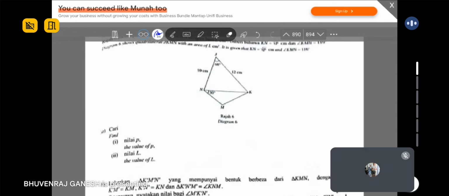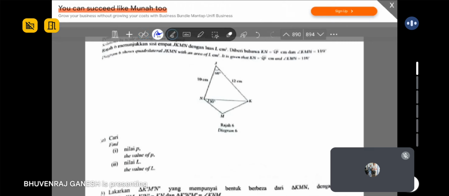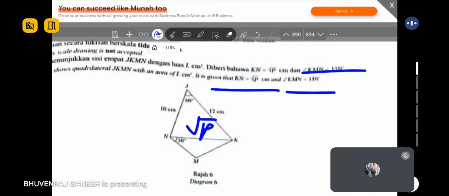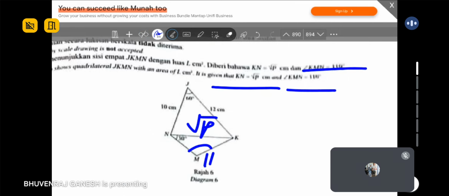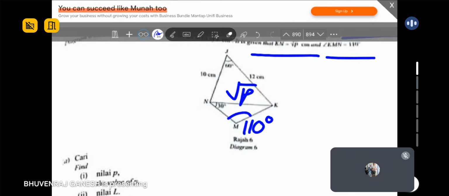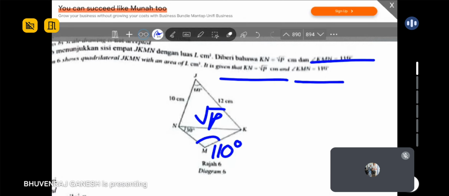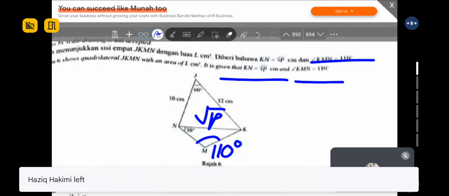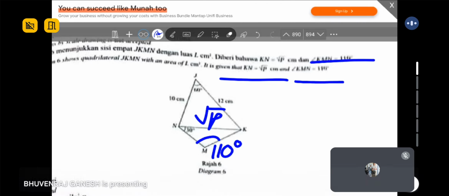Okay, so we see question 12. Okay, so this one, they ask you to find the value of P. Find the value of P. Okay, so they give you information. This one is square root P, and KMN is 110. Okay, so now guys, how do I find the P value? How can we find the value of P? Okay, what rule are we using guys? Very simple. What rule guys? Come on. Very simple.